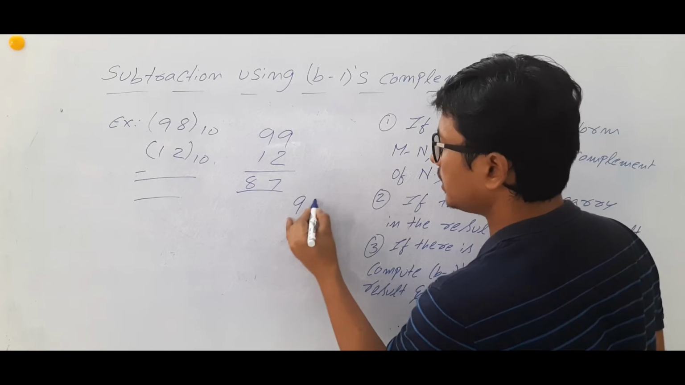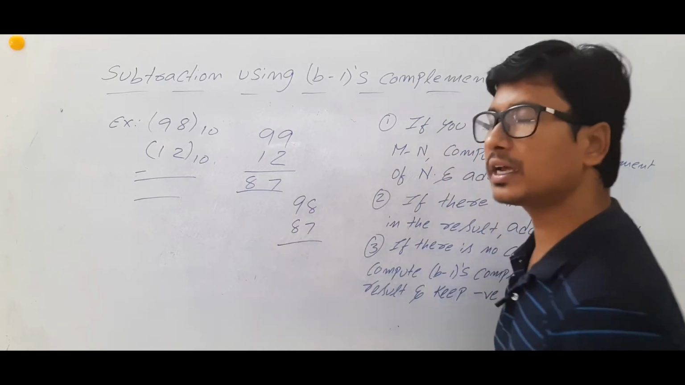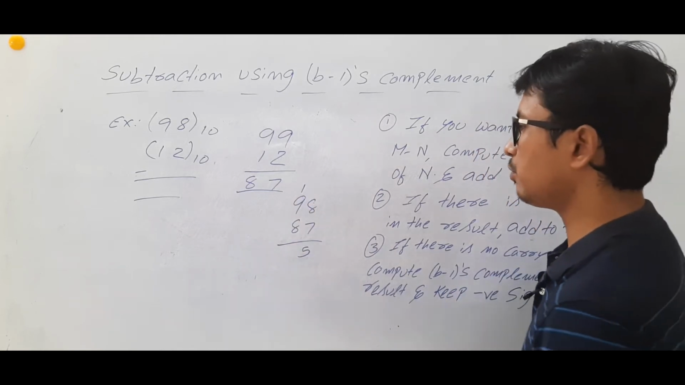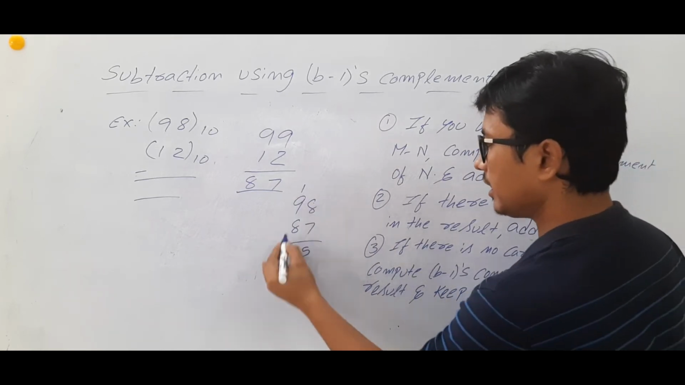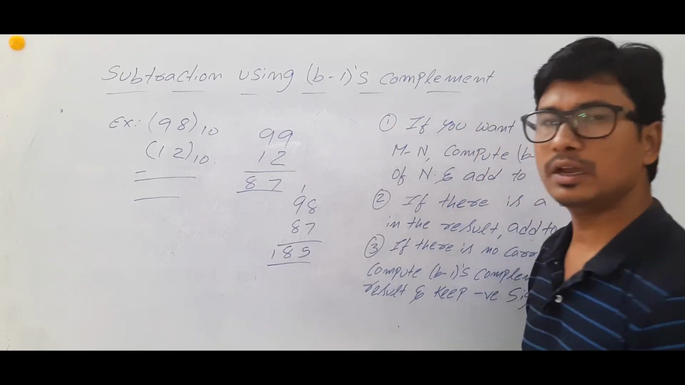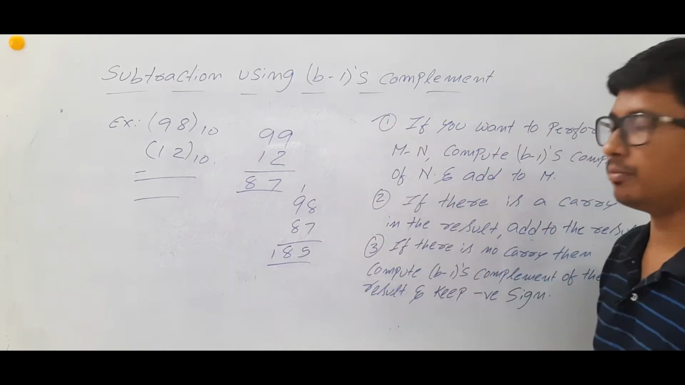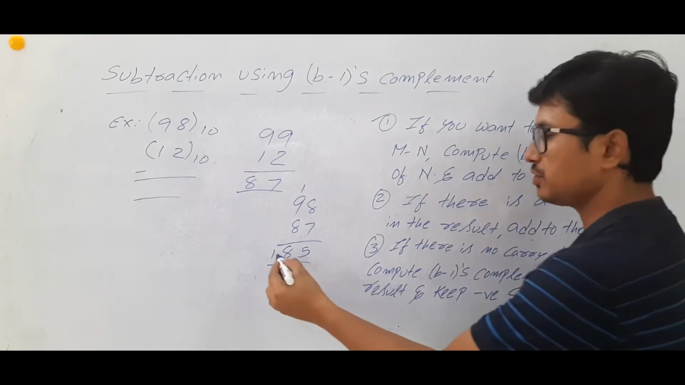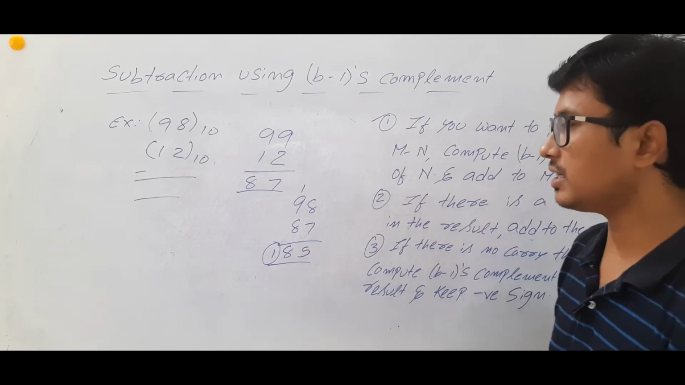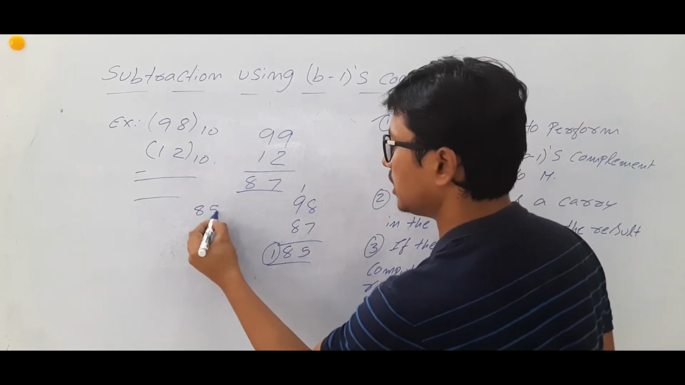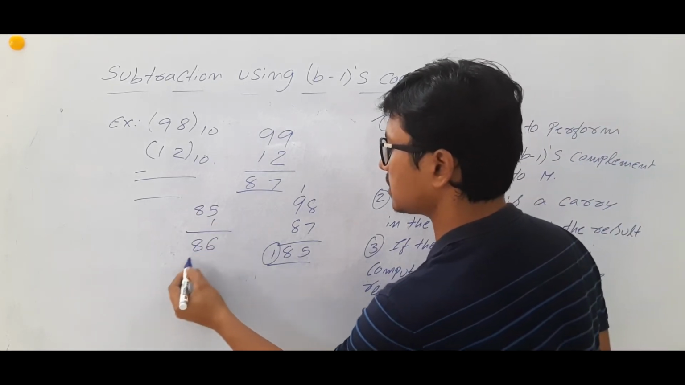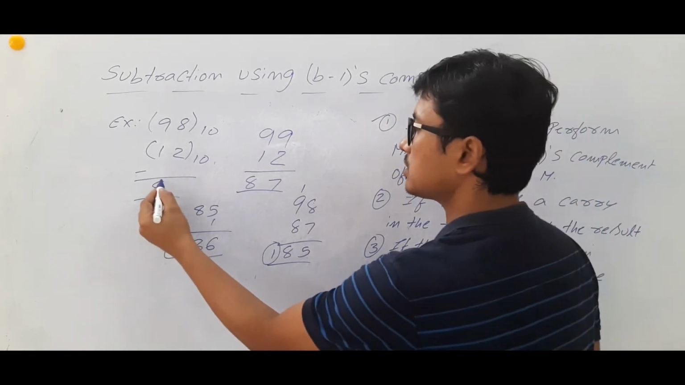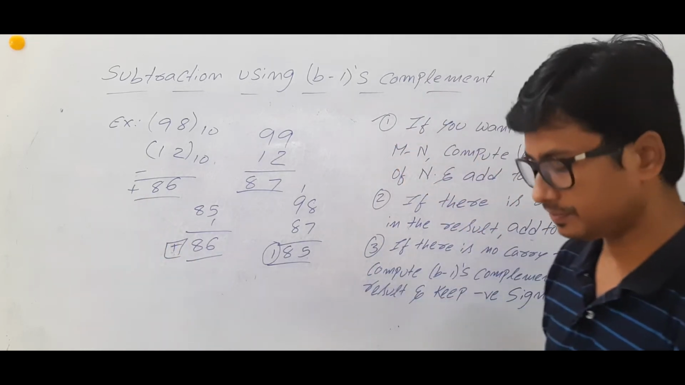So add 98 and 87. What will you get? 8 and 7 is 15, so carry will be 1 and sum will be 5. And again you will get 18. Okay, that is the step 1 we performed. Now step 2: if there is a carry in the result, add it to the result. If you see, we have a carry. So what are they saying? Add the carry to the result. 85 plus 1 will be 86, and consider it as a positive number. So the result is 86, which is a positive number.